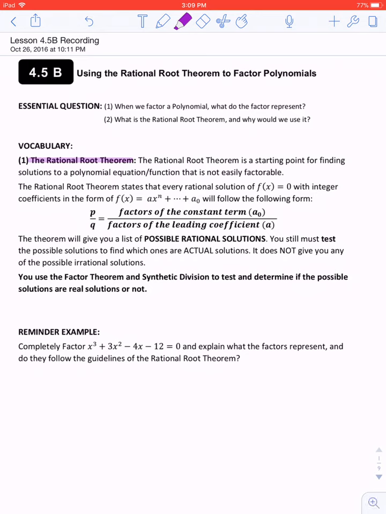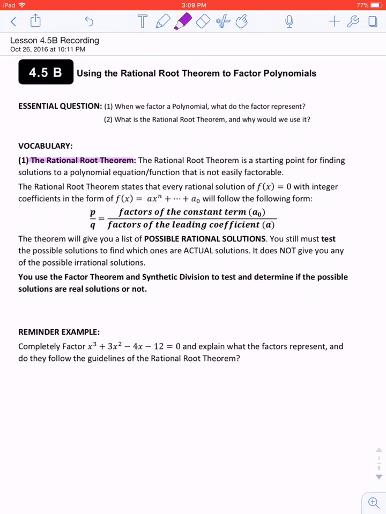So we factored out polynomials before by finding greatest common factors, using factorial patterns, using grouping, different types. So what happens if you come up against a problem that you cannot use any of those typical patterns? So we have a rational root theorem. This allows us to factor out things that seem unfactorable.